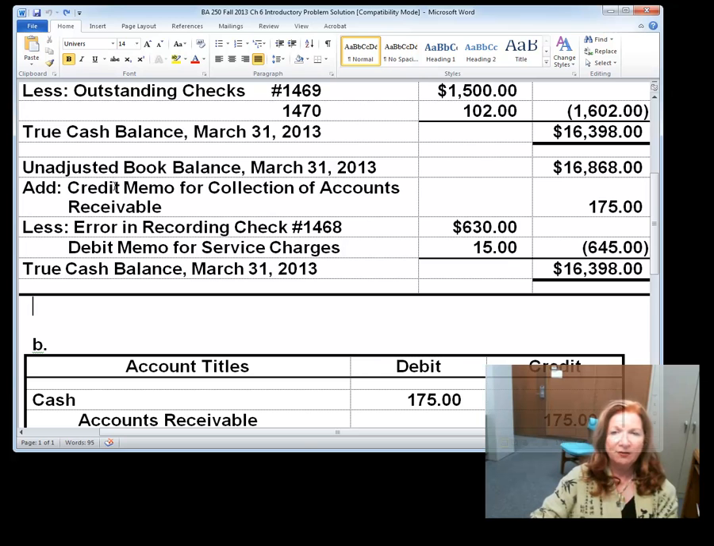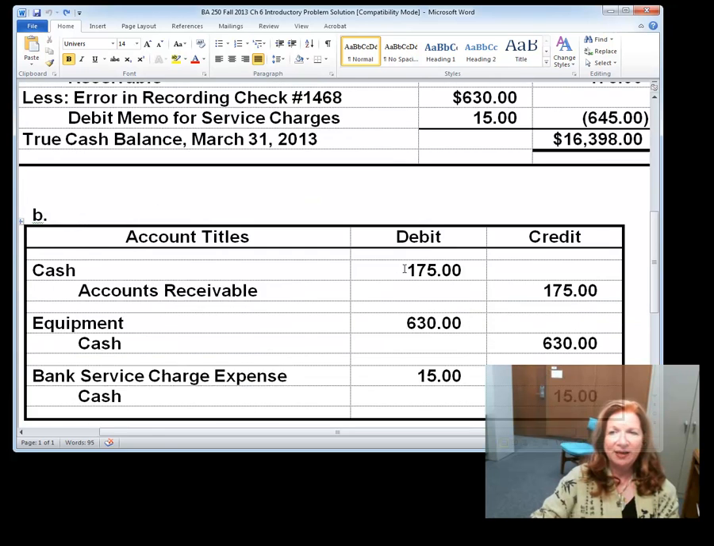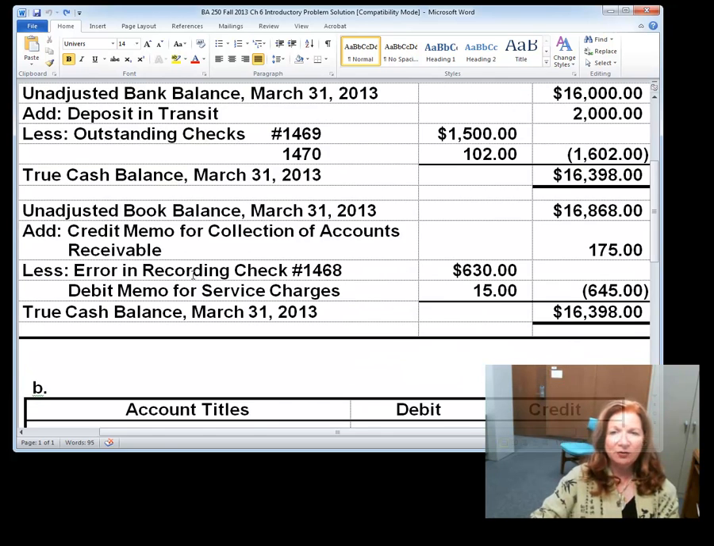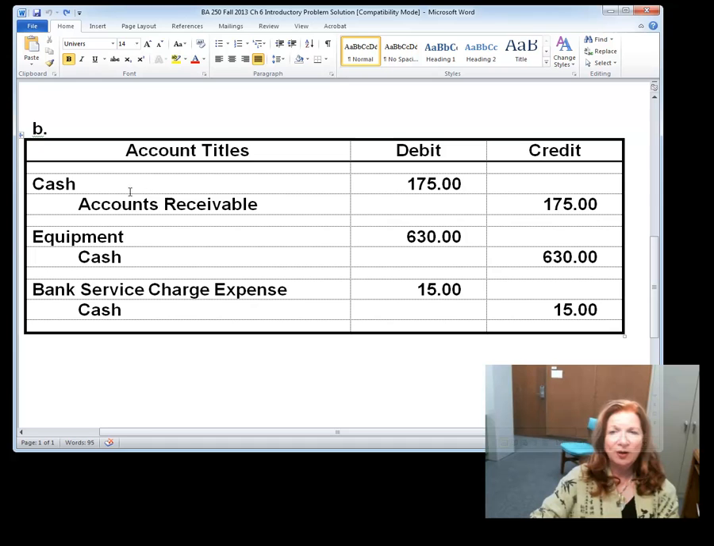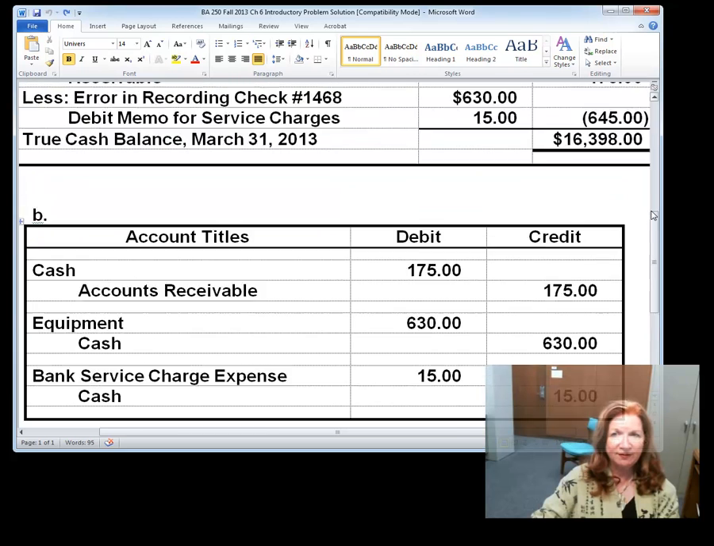So the first one is an add, so cash is going up. So we're going to debit cash because it's an asset. And that's $175. And then here it says that was a credit memorandum for collections. So we're going to be crediting accounts receivable to make them go down because they're an asset and the people don't owe us that money anymore. So we'll have $175 credit to accounts receivable.